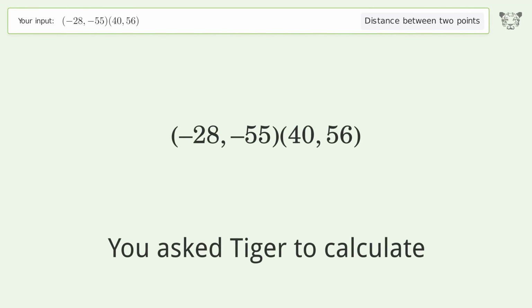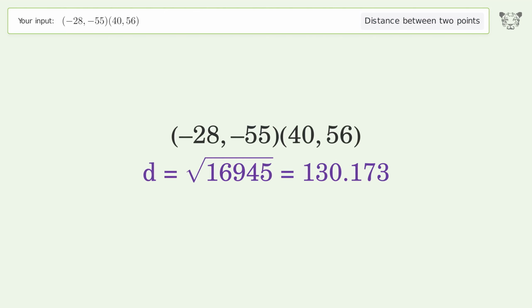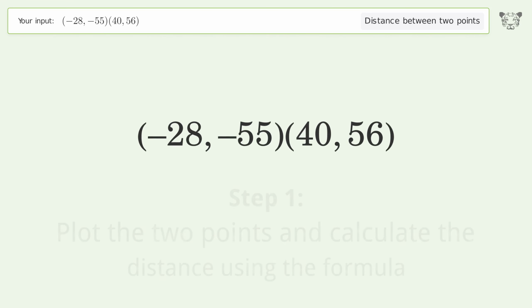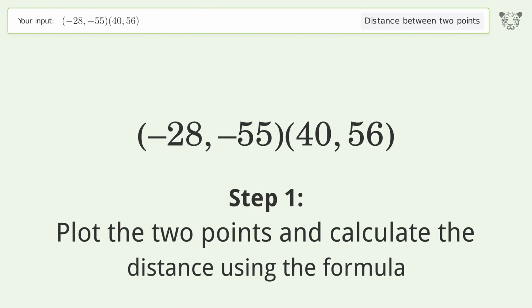You ask Tiger to calculate. This deals with the distance between 2 points. The distance between the 2 points is the square root of 16,945 or 130.173. Let's solve it step by step. Plot the 2 points and calculate the distance using the formula.